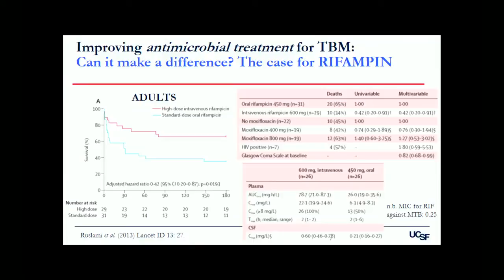So fortunately, there were trials in adults. This is one of the trials that was run in Indonesia where they looked at 2 different doses, 450 milligram oral versus 600 milligram IV. This trial was kind of small. It was not powered for efficacy, but they saw that mortality was significantly decreased with high dose intravenous rifampin. So really, I think this is a no-brainer. By increasing rifampin dose, we do get better outcomes, and this has been shown in every type of TB in adults and children. I think that is really the direction to go.